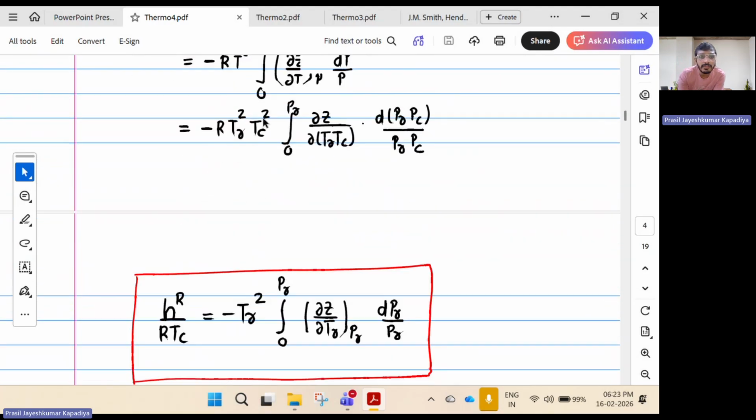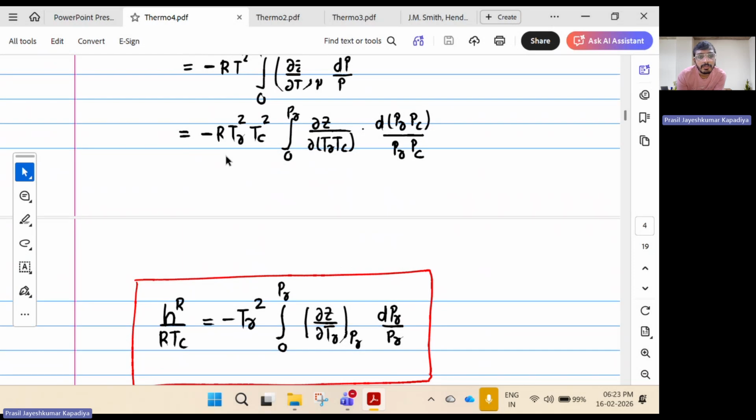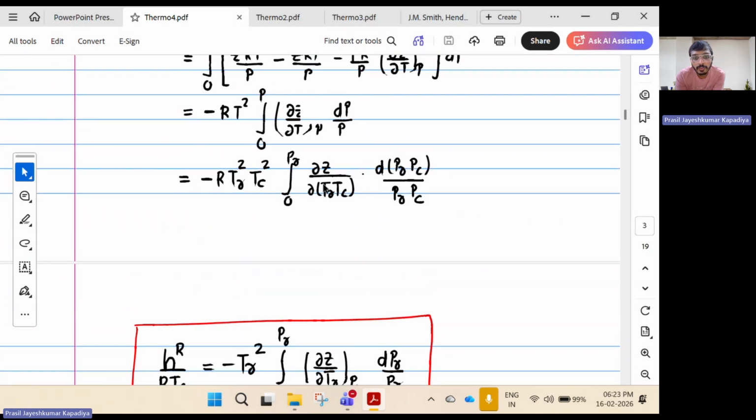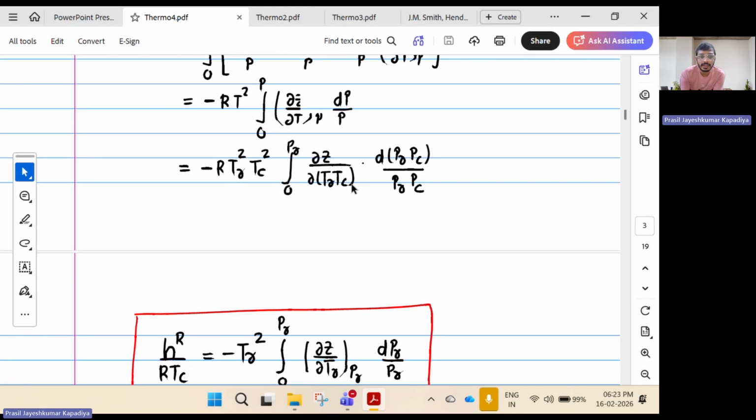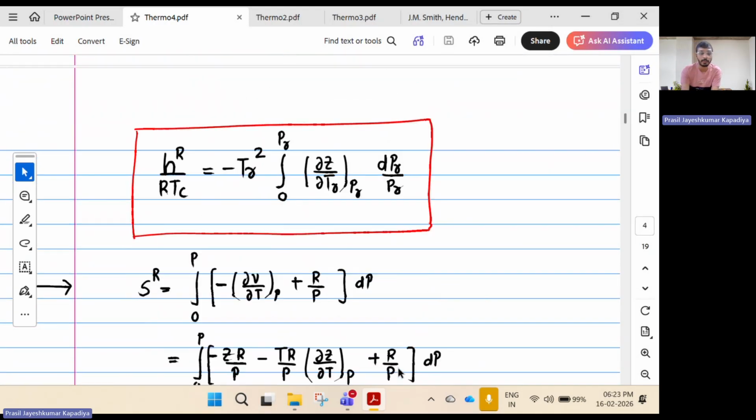So what will my equation be? TC is constant, so it can come out, and one TC will cancel out. So my HR by RTC will be equal to minus TR square into integration 0 to PR of del Z by del TR at constant PR. Here also PC is constant, so PC cancels out, so it is nothing but dPR by PR. So this is the residual enthalpy when we write it in terms of the compressibility factor with reduced temperature and reduced pressure.